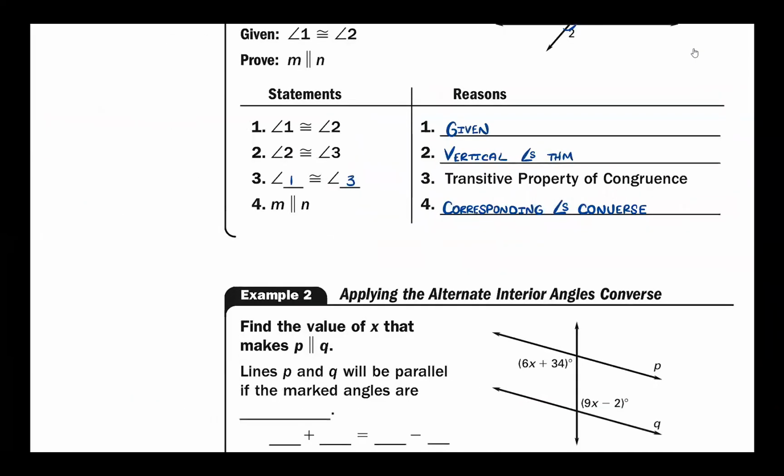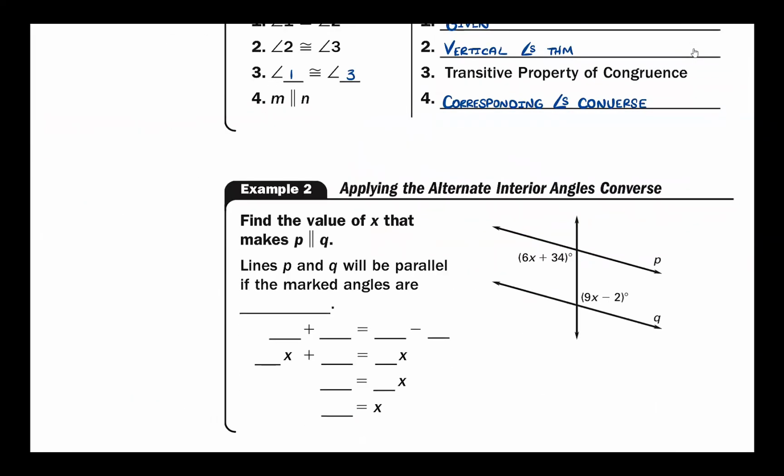Wait, so why is it the converse? Because we use the angles, 1 and 3, the corresponding angles, to prove that M was parallel to N. If I would have used M is parallel to N to prove that the angles were congruent, then I would have just used the regular conditional statement.